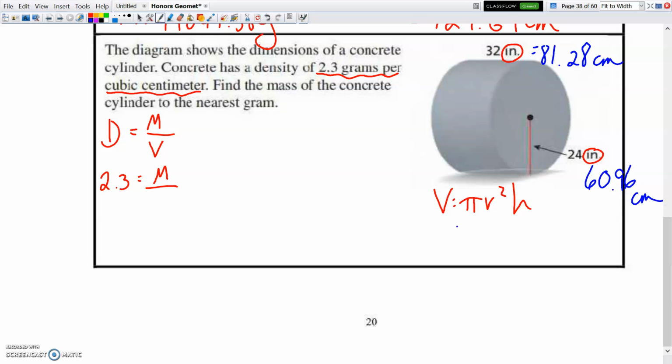Okay, so now when I do the formula, it's going to be pi times my radius, 60.96, squared times the height of the cylinder, which is 81.28. All right, so I'm just going to type all of that in, and actually, I'm going to hold off on multiplying by pi. So here's what I mean by that. I'm going to do 60.96 squared and multiply that by 81.28.